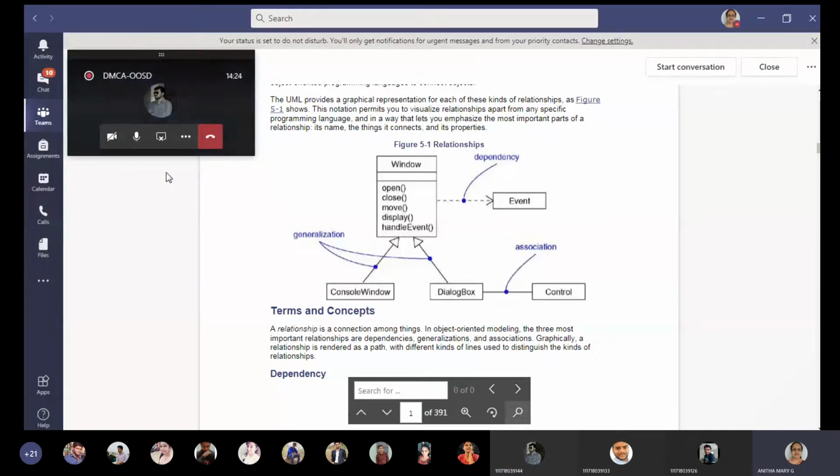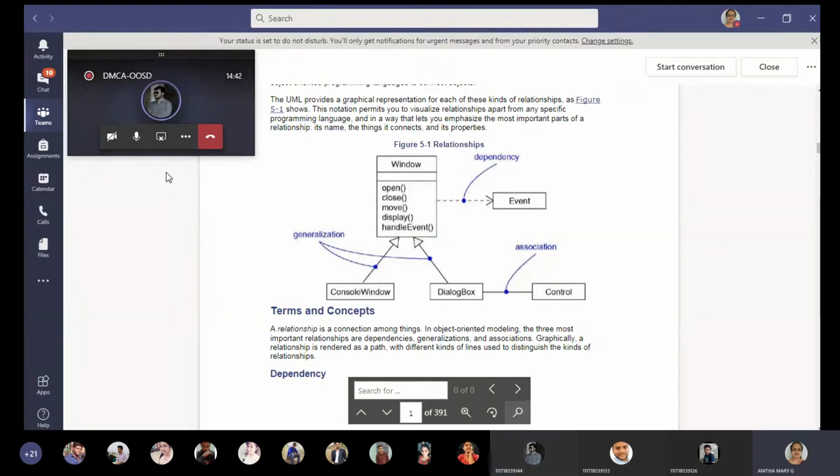As I told you, each one, so mute yourself now. As I told you, the basic things, each chapter in detail we are going to study. Suman, please mute yourself.